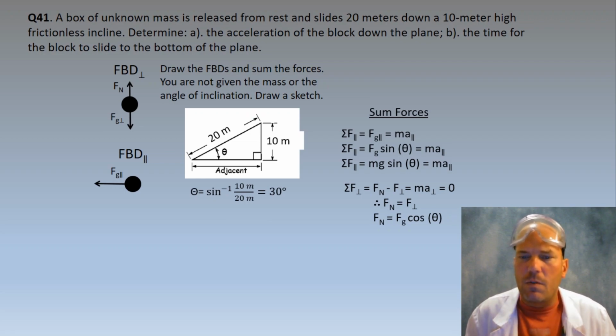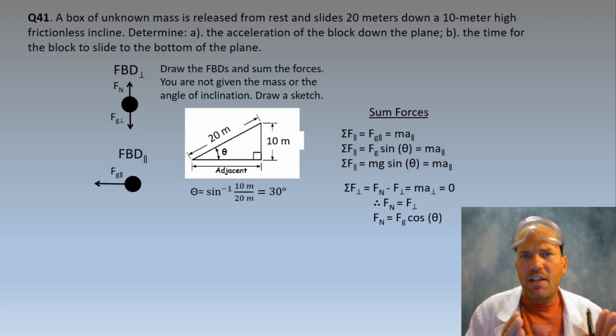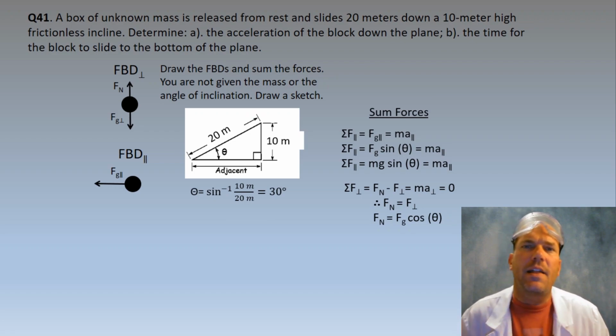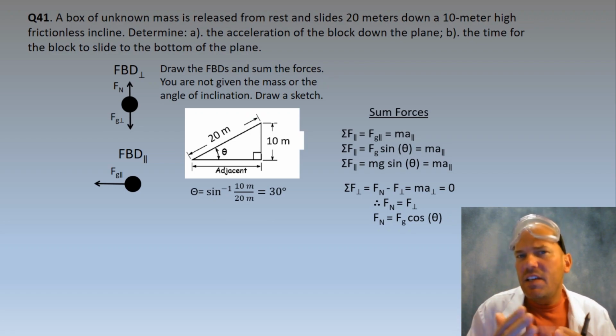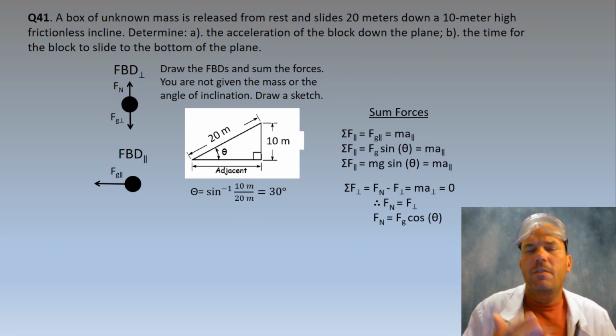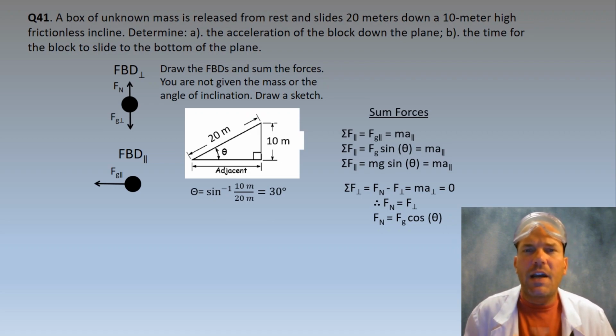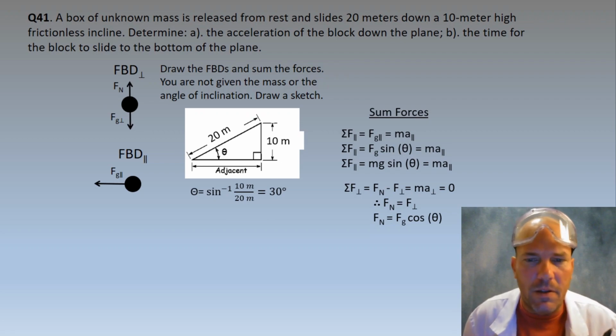no net external force. However, we will be using this information and can show through summing the forces that the force normal is equal to the force of gravity multiplied by the cosine of theta, which we found to be 30 degrees.